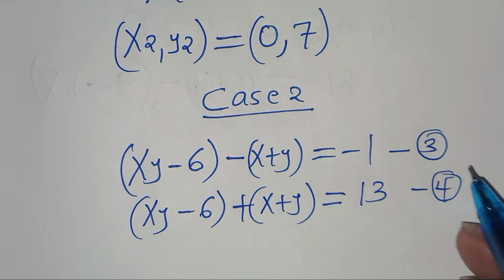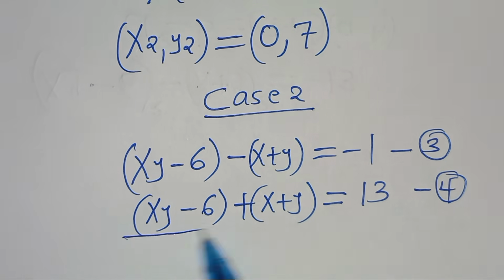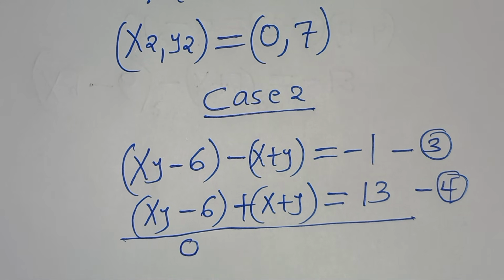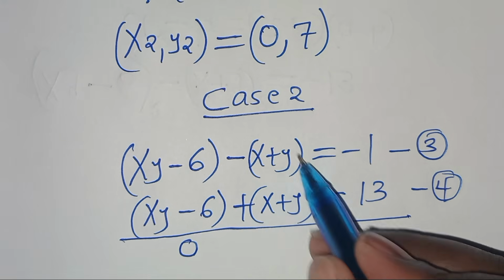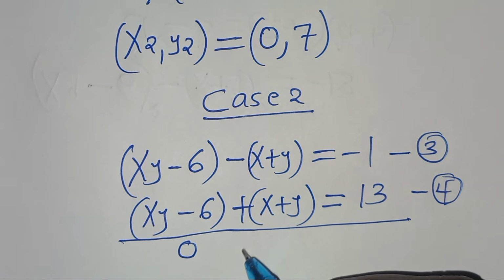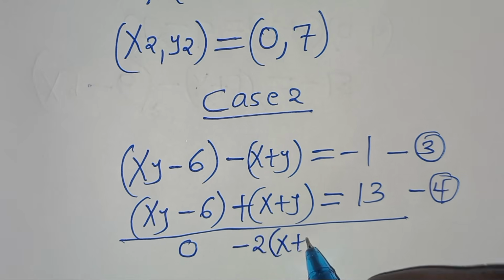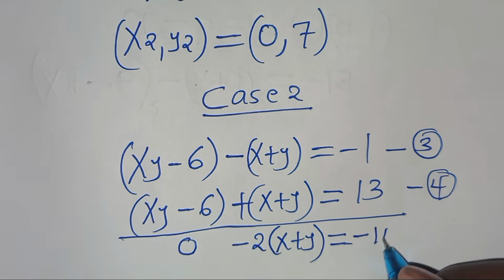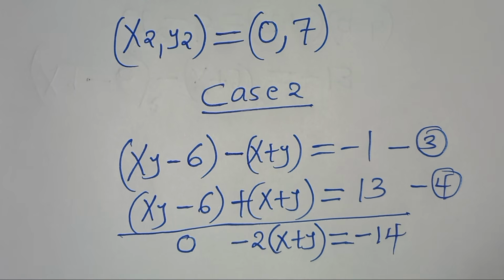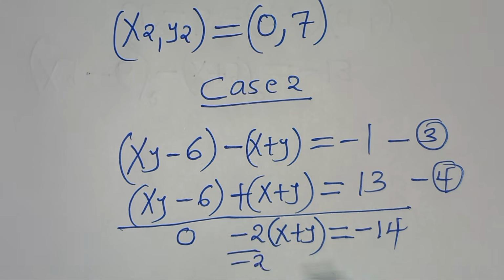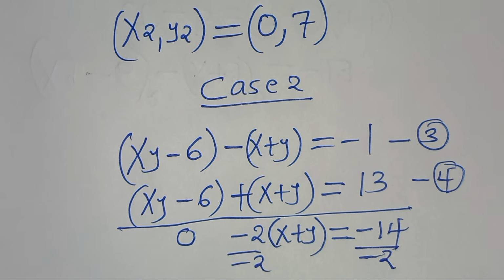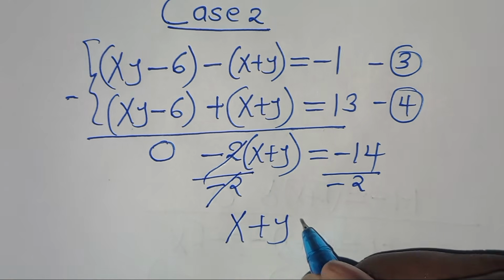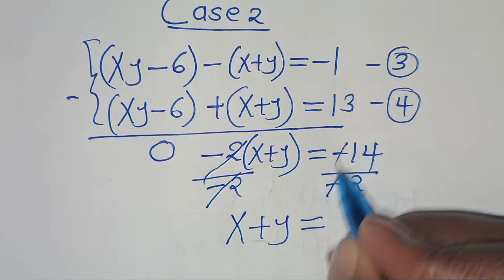So let's subtract equation 3 from equation 4, so that xy minus 6 minus xy minus 6 is equal to 0. Then here we have minus x plus y minus plus x plus y, this is minus 2x plus y, which is equal to minus 1 minus 13, this is minus 14. Now let's divide both sides by minus 2. By dividing both sides by minus 2, we have x plus y is equal to minus 14 over minus 2, which is equal to 7.